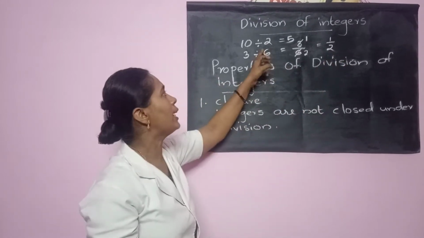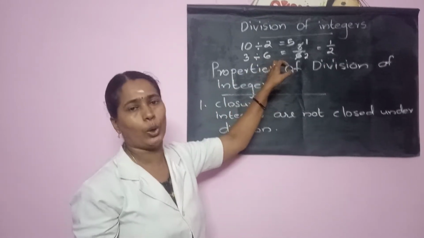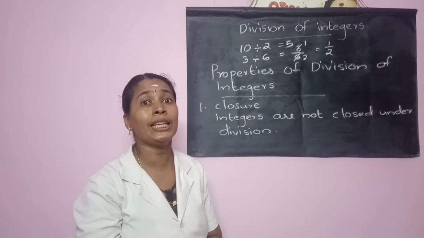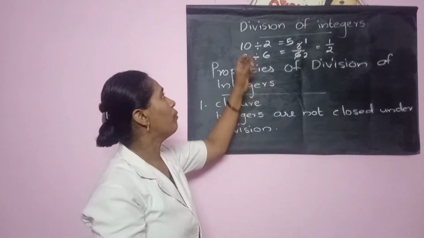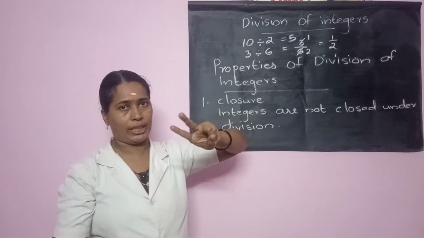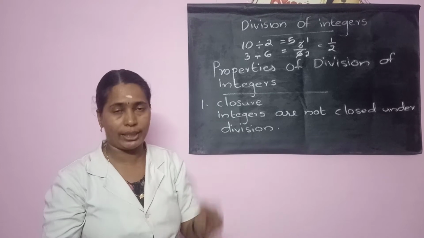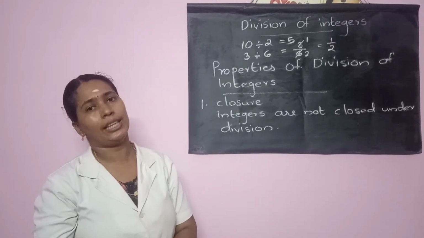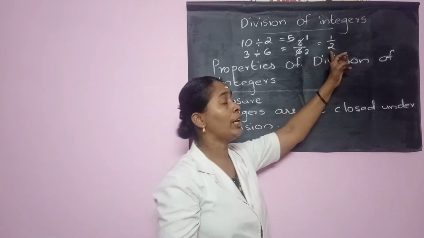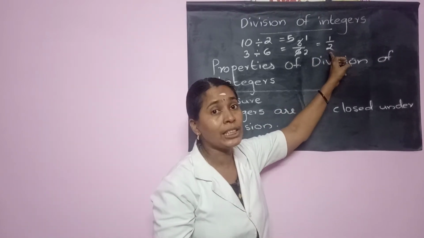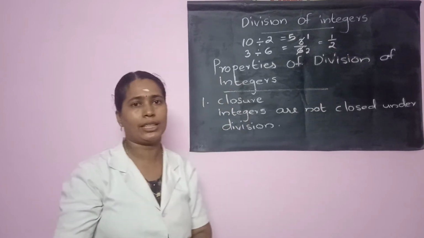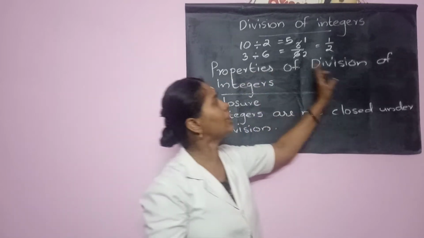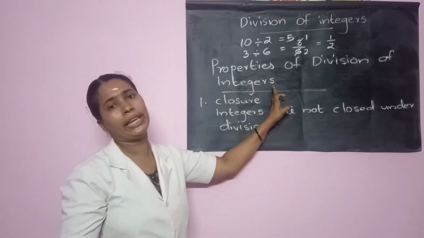Similarly, when you consider division by 0, what will happen? Division by 0 is meaningless. So, when you consider any two integers and divide them, the answer need not be an integer. When it is a fraction, it has another name, rational numbers, that you will study in the next class. Next, we are moving to properties of division of integers.